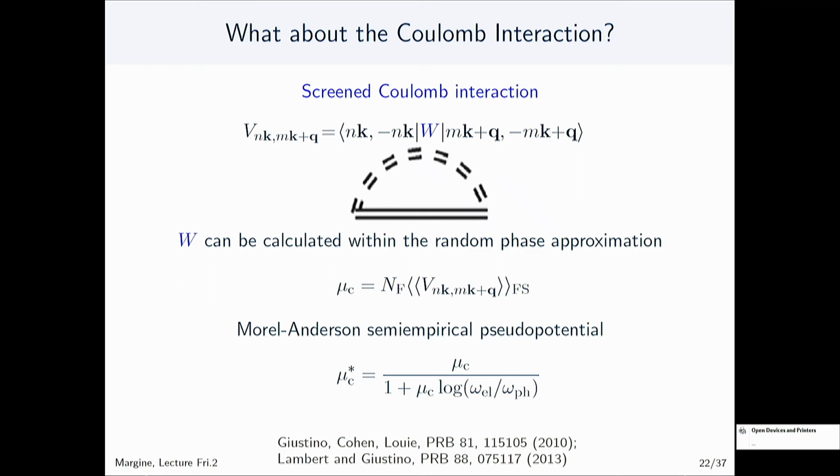Here omega L is a characteristic electronic plasmon frequency. This is of the order of electron volts, and this is again a characteristic phonon frequency, which is of the order of milli-electron volts. We have done a couple of studies in which we estimated this value using this approach, so a first-principles estimated semi-empirical Coulomb pseudo-potential that we then plugged in the Migdal-Eliashberg equations.